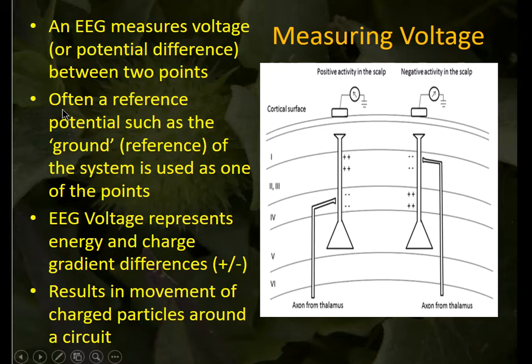Now, often we're measuring the electrical charge at this location against a reference potential, such as a system ground or a system reference, and we're measuring each of those locations against that system ground or system reference, rather than measuring these two against each other, although this is also done. So the EEG voltage represents the energy and charge gradient differences of positive and negative values between those two locations. Now, when we have this charge gradient difference, it causes a movement in those charged particles from negative to positive or positive to negative.